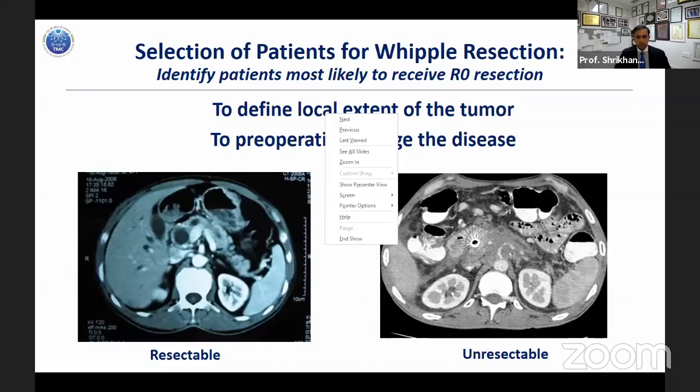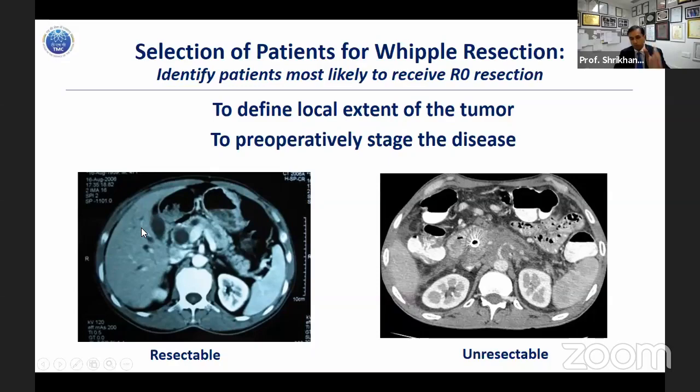And what you are able to see here is that there is a big dilated common bile duct, a dilated pancreatic duct. The superior mesenteric artery is okay. There are no lymph nodes around in the retroperitoneum. The liver is looking clean. In such a case, this is plain, simple, resectable disease without vascular involvement.